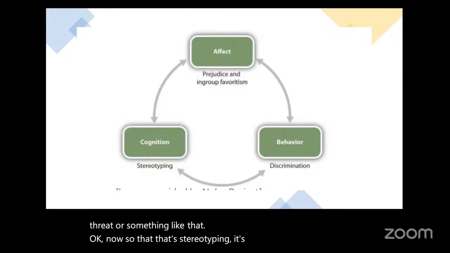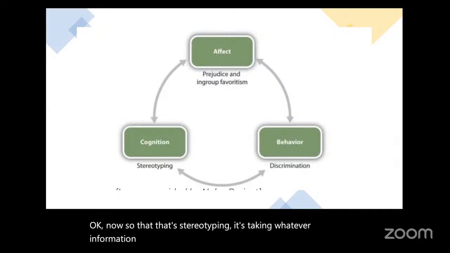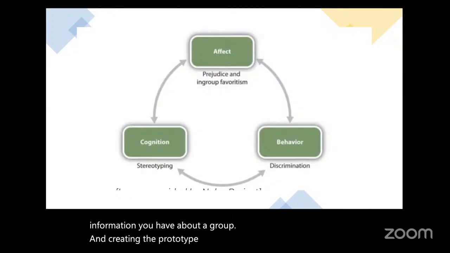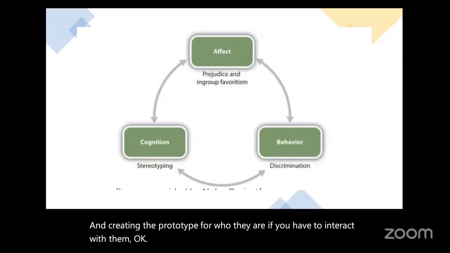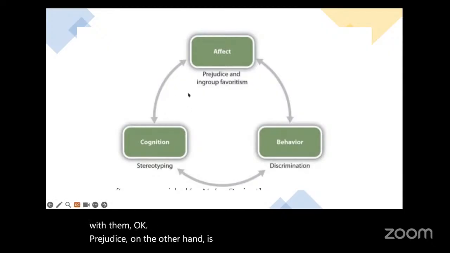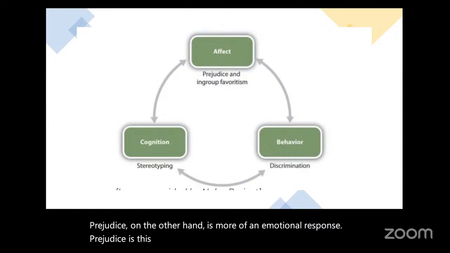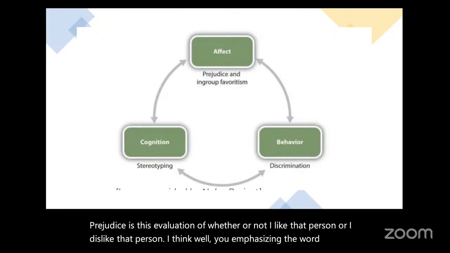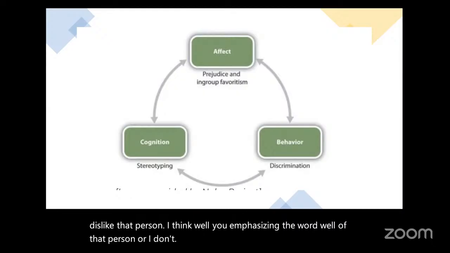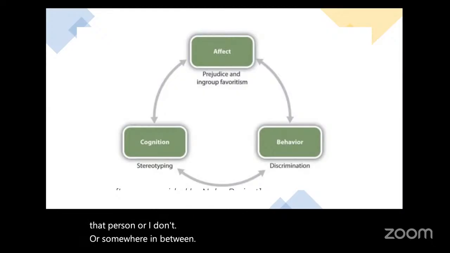It's taking whatever information you have about a group and creating the prototype for who they are if you have to interact with them. Okay. Prejudice, on the other hand, is more of an emotional response. Prejudice is this evaluation of whether or not I like that person or I dislike that person, I think well of that person, or I don't, or somewhere in between. Okay. Prejudice is really this negative evaluation of someone who is different than me.